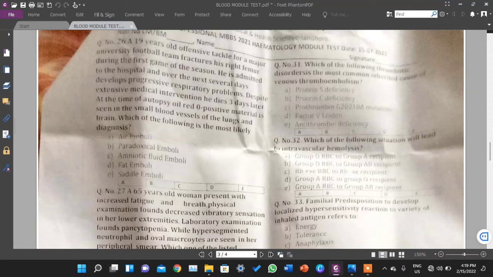Air emboli, paradoxical emboli, amniotic fluid emboli, fat emboli, or saddle emboli. So the diagnosis of fat embolism is made because the person also has a fracture of the right femur, which is a major risk factor for fat embolism.